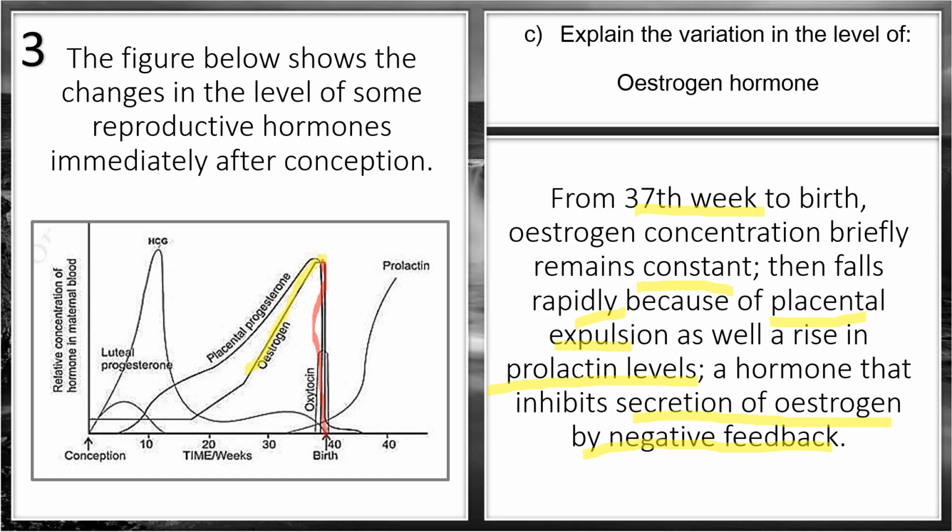The reason is that during the birth, there is inhibition of production of estrogen because of the expulsion of the placenta. And then it is also prevented by the negative feedback of the prolactin level, which keeps on rising.